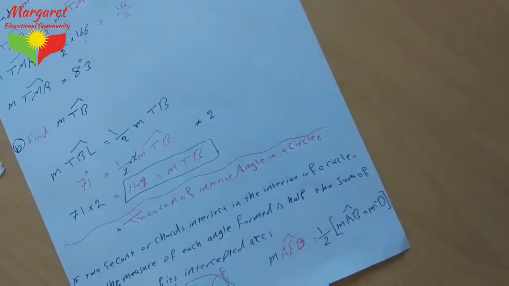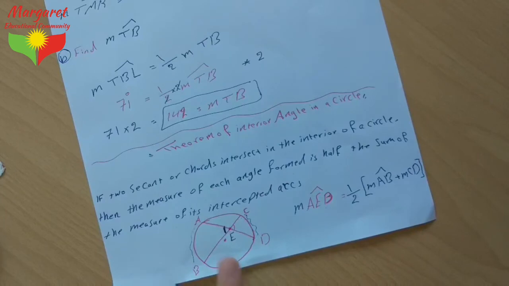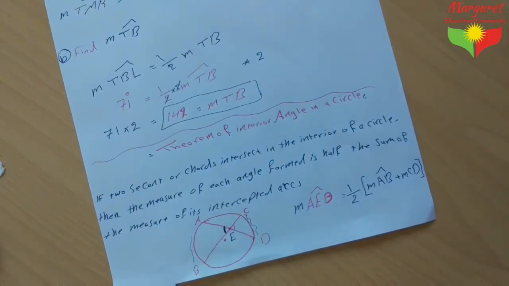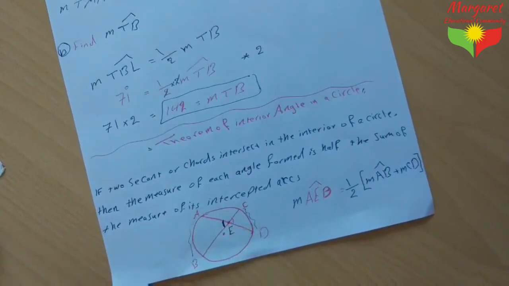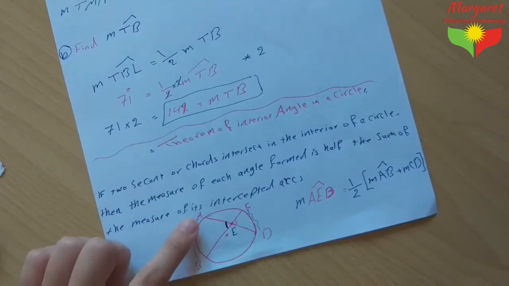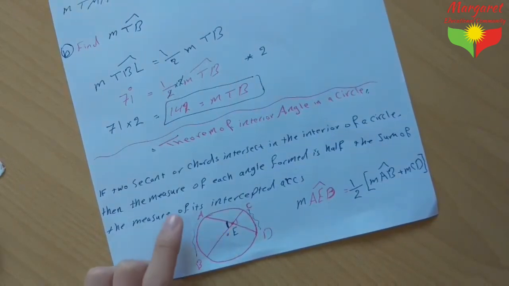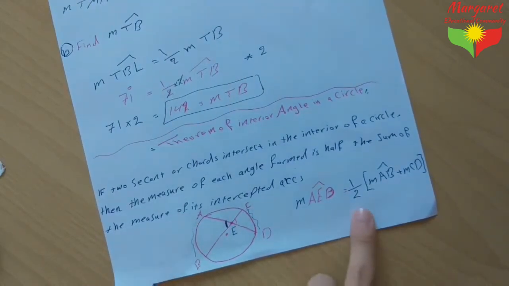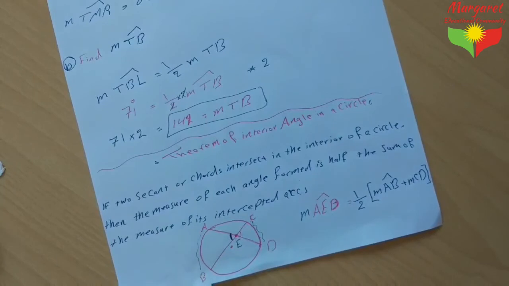So students, if we have two secants or two chords intersected in the interior of the circle and they make an angle, to find each angle, for example, from here we are going to find the measure of AEB, you must find this angle. To find this angle, always this angle equals half the sum of the intercepted arcs.